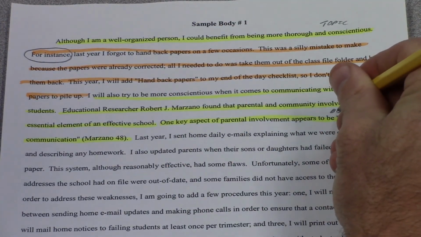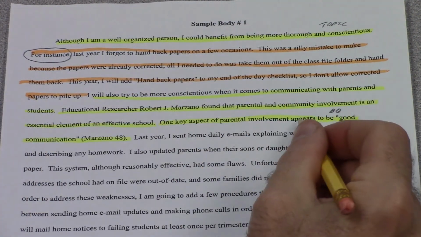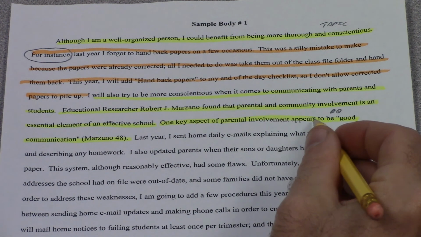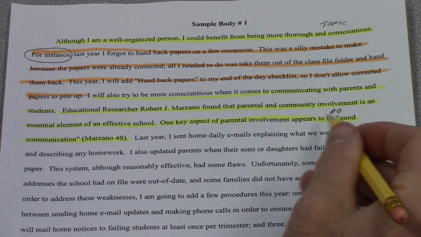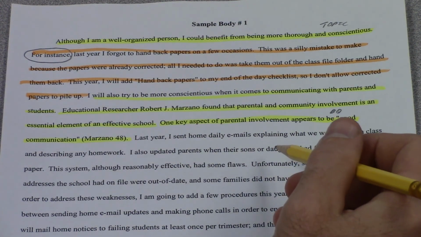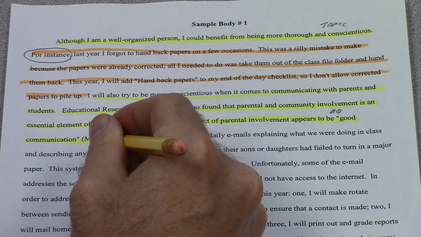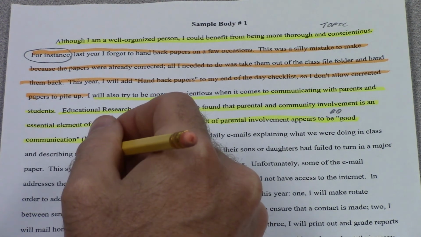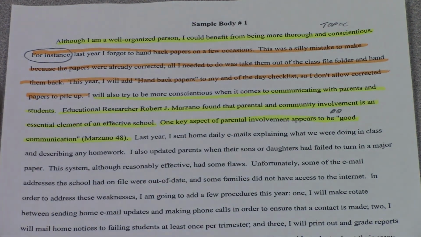I took a little tiny fragment of a quote, just this good communication part, blended it smoothly in with my own words, so I didn't say he says or according to Robert Marzano or anything like that. All right. If you had a longer quote, you might do it a little bit differently, but that's the method I chose to use. Remember, at the end of your quote, in parentheses, author's last name and page number. All right. Okay, take a couple minutes, pause me, and catch up to me.